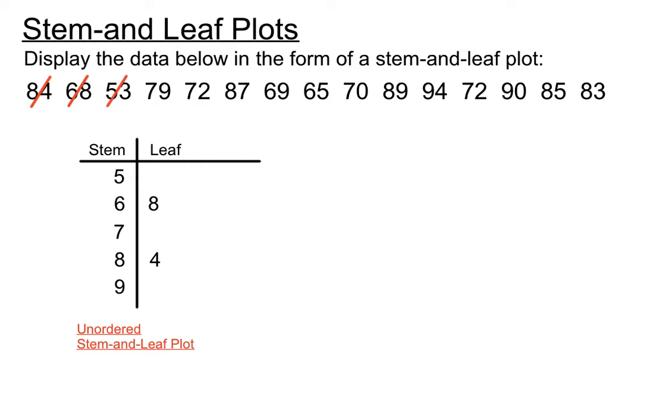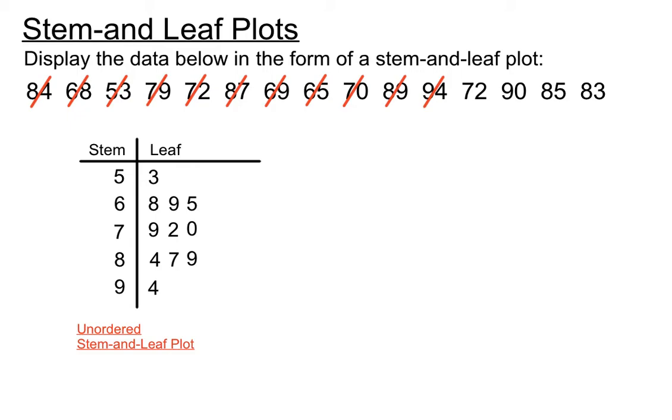To display 53 on a stem and leaf, we'll need a 3 in the leaf section next to the stem of 5. So 79, we'll need a 9 next to the 7. 72, we'll put a 2 there. So this section here indicates we've got 79 and 72 on that row so far. 87, we'll need a 7 next to the 8 there. 69, we'll put the 9 next to the stem of 6 there. 65 on that same row. 70, we're putting a 0 in the 7's row. 89, we'll need a 9 in the 8's row.